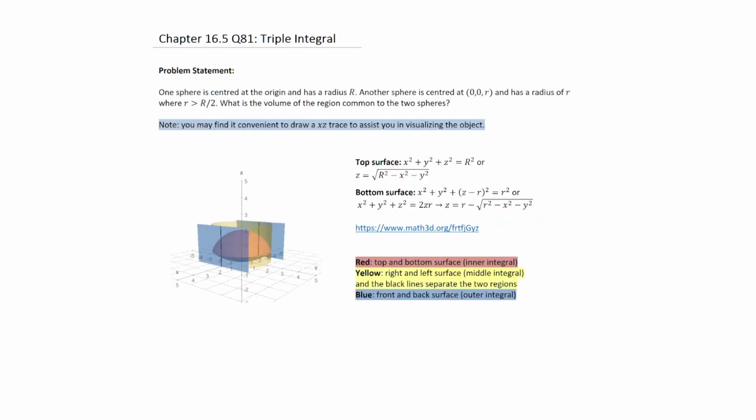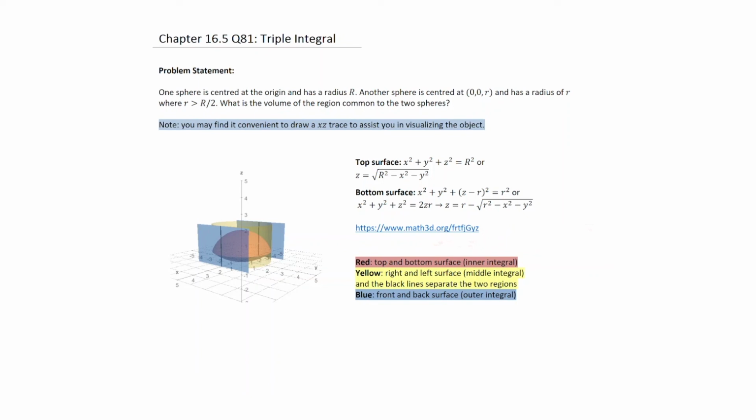Okay, so let me look now at the last particular example. This is also one which is a bit tricky. The problem statement is: one sphere is centered at the origin and has radius R. Another sphere is centered at 0, 0, R and has a radius of R, where R is greater than capital R over 2. What is the volume of the region common to the two spheres? Now, you may find it convenient to draw an XZ trace to assist you in visualizing the object. I have set up the simulation so you can see it for yourself.